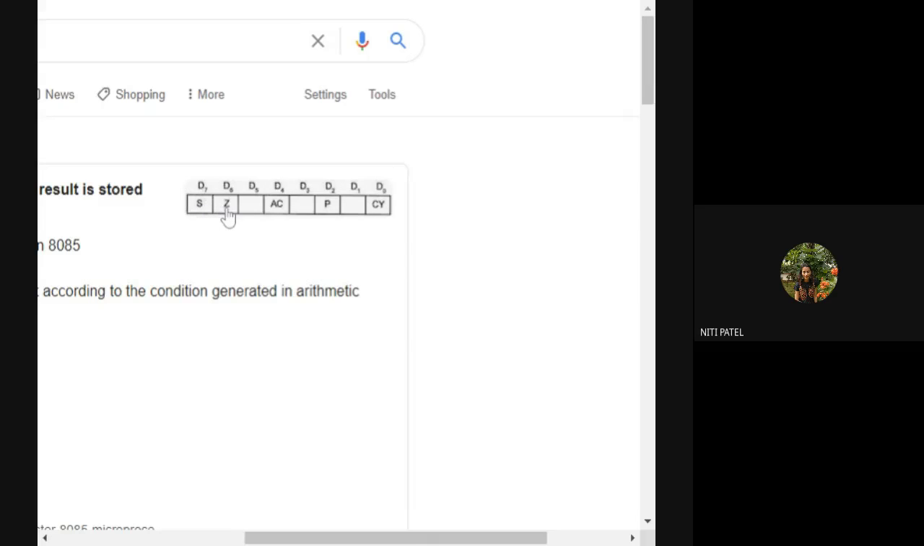Z is for zero. Now what is zero? When I do any operation and I get the result as all zeros. Suppose I add 0 plus 0, what is my result? 0. So for any operation, if my result is 0, this flag will be set to 1. But if my result is not 0, this flag will be set to 0. I repeat: if the result of any operation is all zeros, the flag will be set to 1. But if the result of any operation is non-zero, then the flag will be set to 0. Is this clear?